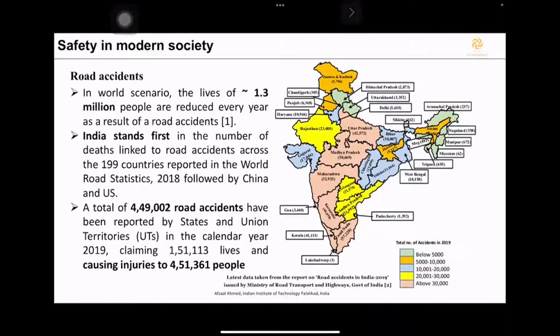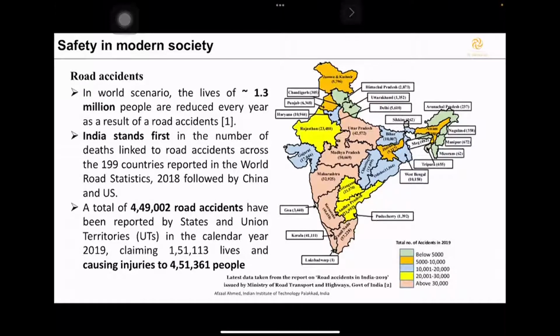If I talk about a particular year, the latest report available from the Ministry of Road Transport and Highways was from 2019. Every year this ministry publishes a report on their website. A total of 4,49,000 road accidents took place, out of which 1,51,113 people lost their lives and 4,51,000 odd people suffered grievous injuries.